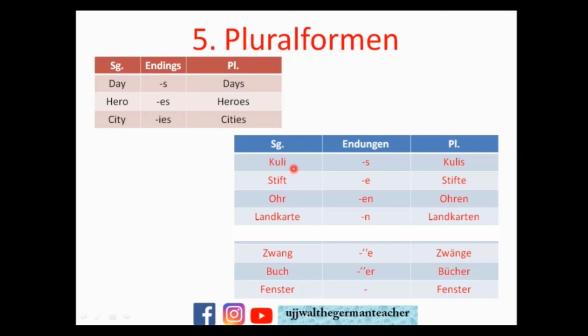For example, Kulis. So Kulis, okay, the English thing, you added S. Then you have Stift, Stifte, or Ohren. So these are the endings, right? And a few endings are mentioned here that help you to frame the plural form. So you do not decide, okay, I will put S or ES. It's already pre-designed in the language. So you need to be very careful when you learn new words. Learn them with the article. Okay, what is the gender of this noun? If you are talking about a noun, and what is the plural form for it?